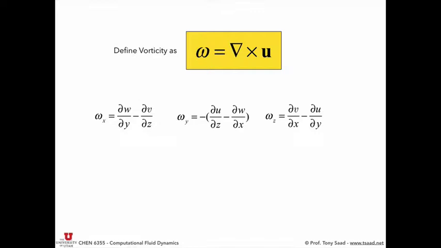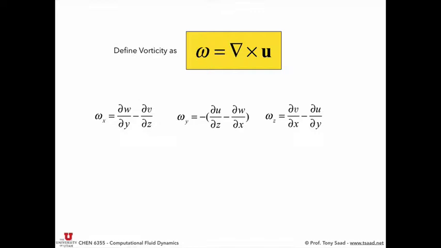Okay? So what we're going to do now, we're not going to do this operation on the vector equations. We're going to do this operation on the scalar version of these equations. And since we're dealing with 2D, we only have u and v components. Therefore, the only non-zero component of vorticity in 2D is omega z.